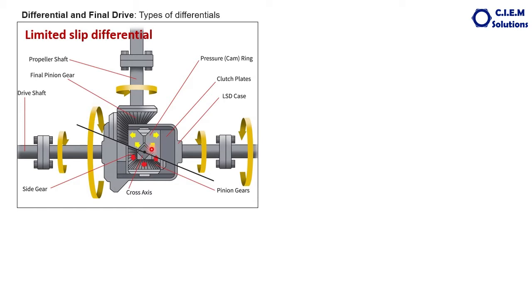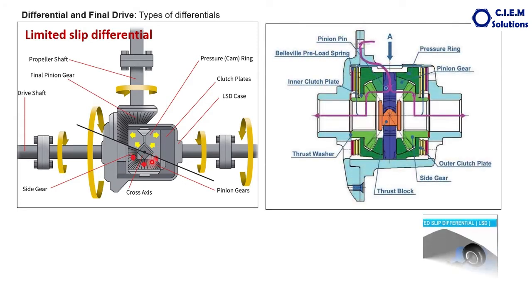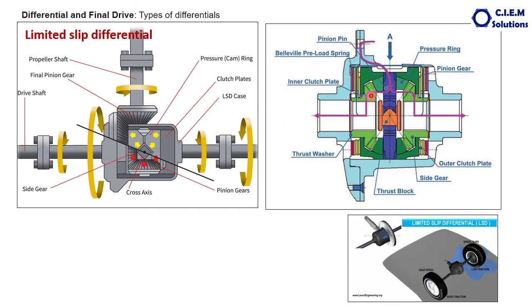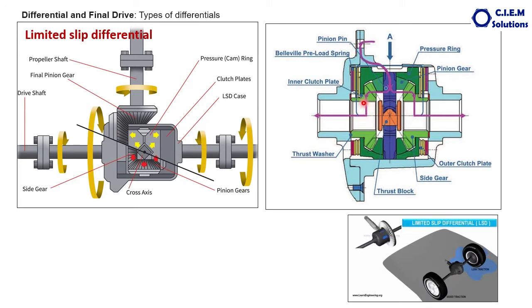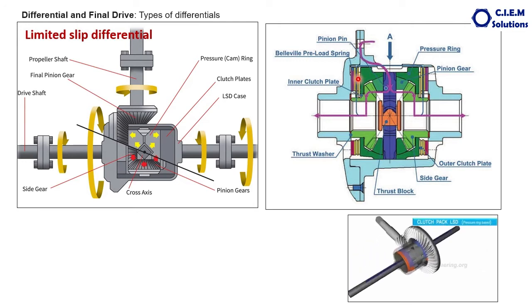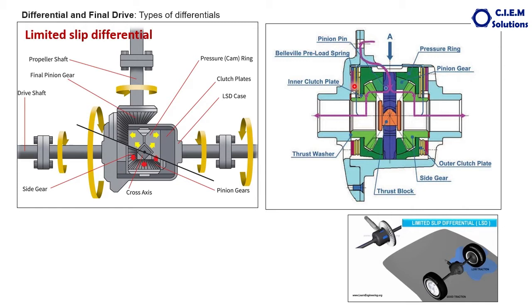The differential case has sun gears, of course, but the difference in the sun gears of a limited slip differential is this particular sun gear: in addition to the internal splines to accommodate the axle shaft, the sun gears also have external splines, external teeth, on both sides. The external teeth are provided to hold the clutch plates. These are the clutch plates provided in this particular model.